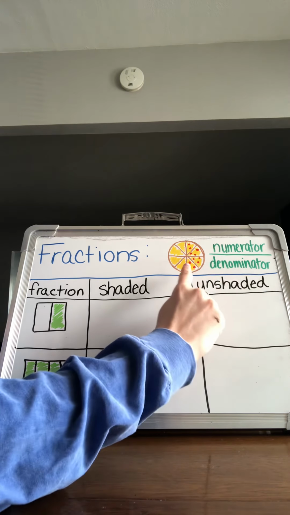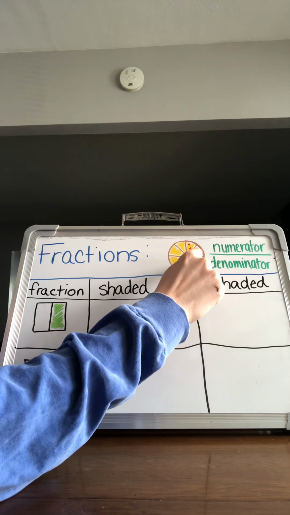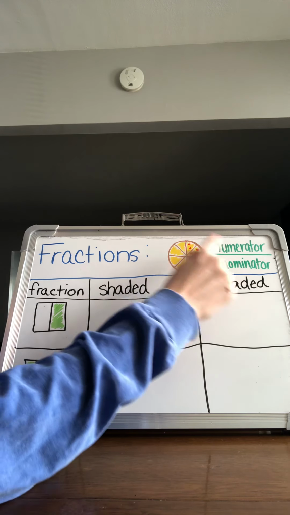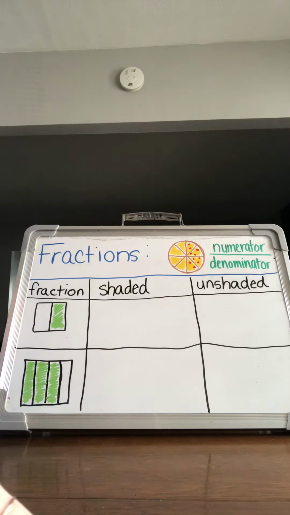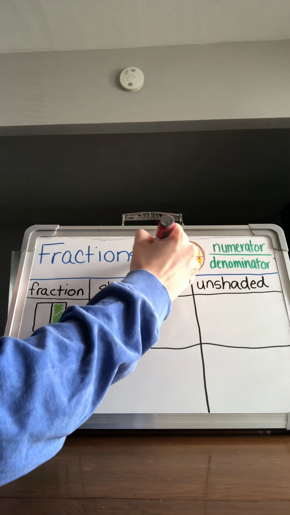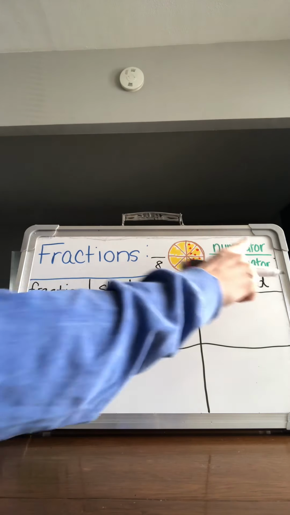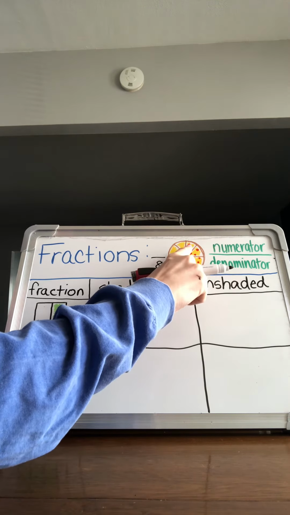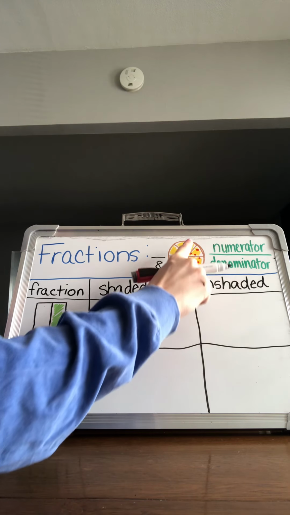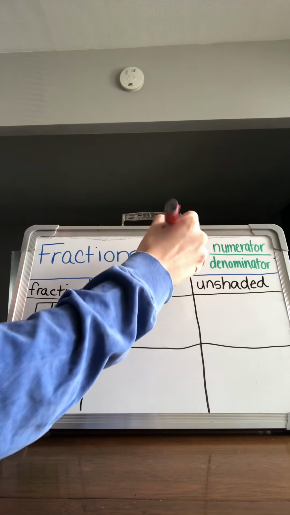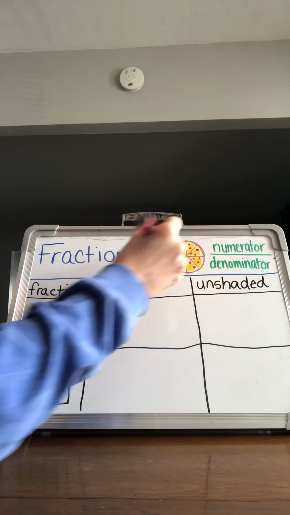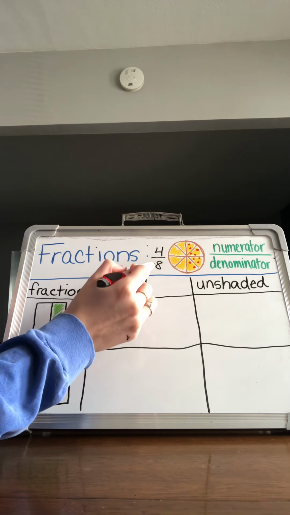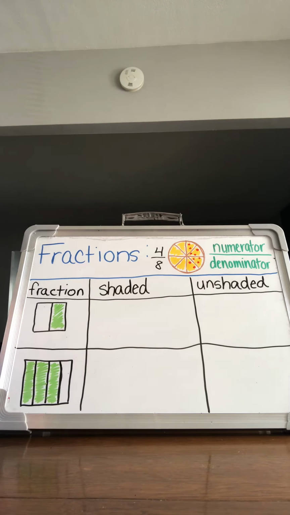So the denominator with our pizza would be 1, 2, 3, 4, 5, 6, 7, 8 pieces of pizza. And our numerator would be part of that whole, part of the 8. We'll see, the numerator can be the number of pieces with pepperoni. 1, 2, 3, 4. 4 is part of the whole, 4/8.